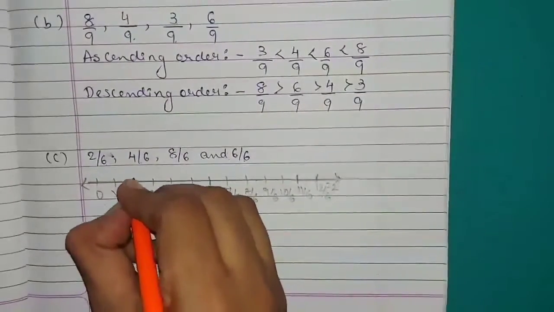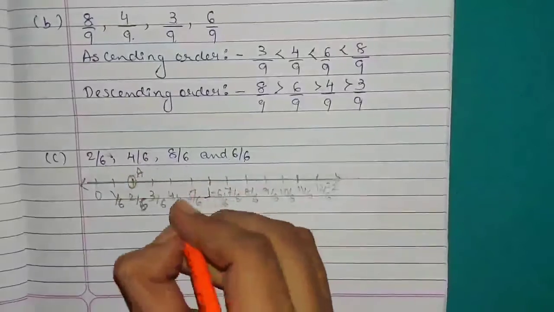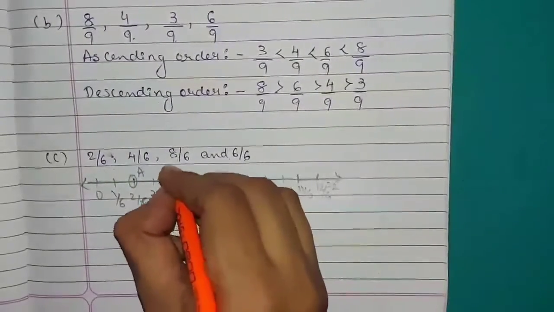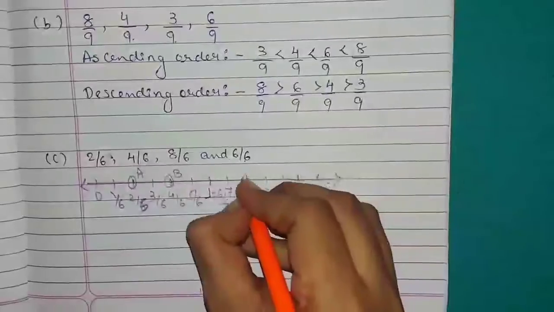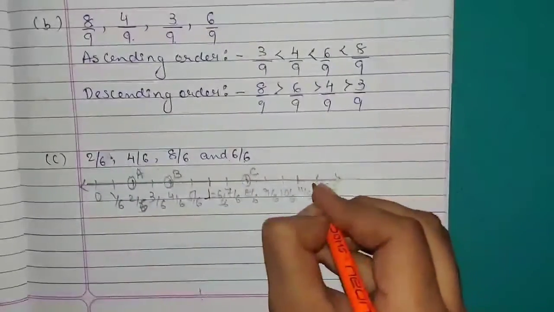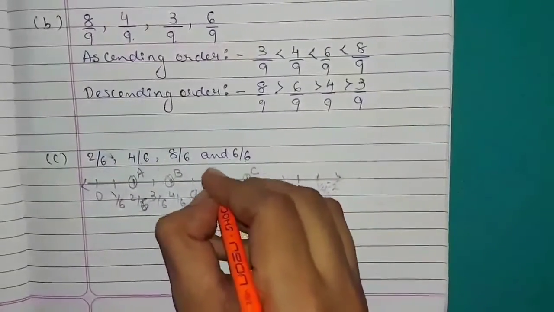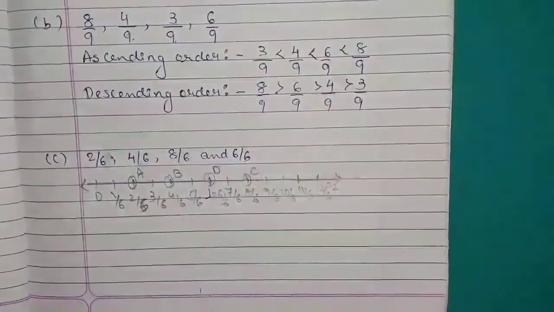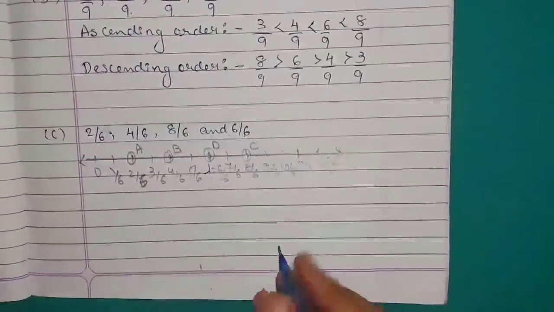First of all, here is our 2 upon 6. Let us give as name A, 4 upon 6, B, 8 upon 6 as C, and here 6 upon 6 is there, that is as D. Now, we have to give answers to the given question.